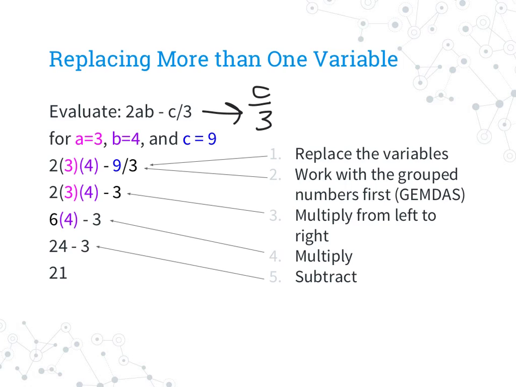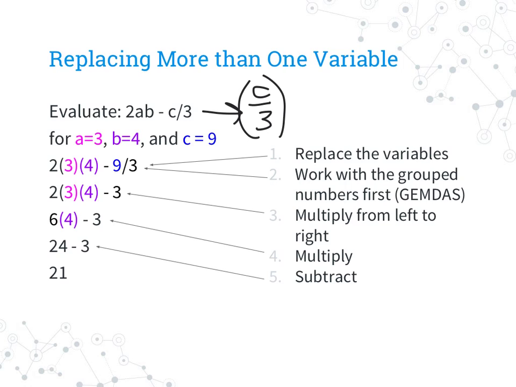So, in the original expression, we see A here, which is why we plug in 3 here. In the original expression, we see B here, which is why we plug in 4 here. And lastly, we see C here, which is why we plug in 9 here. And now all we have to do is evaluate the expressions using GEMDAS. Now, I know you don't see any parentheses, but we do have some kind of invisible groupings.